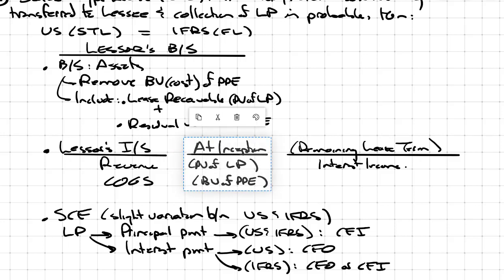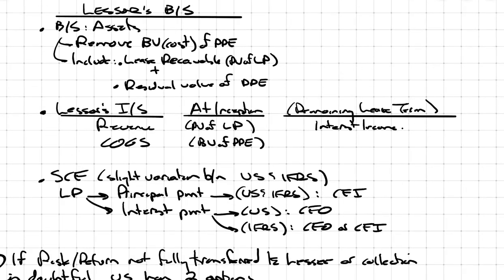So for revenue, you recognize the retail value of the lease, which is the present value of the lease payments, and for cost of goods sold, whatever the book value of that asset was. And then post inception, the lessor's just holding a bond, and therefore they would earn interest income.